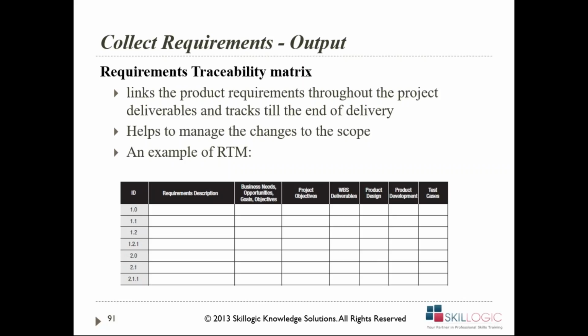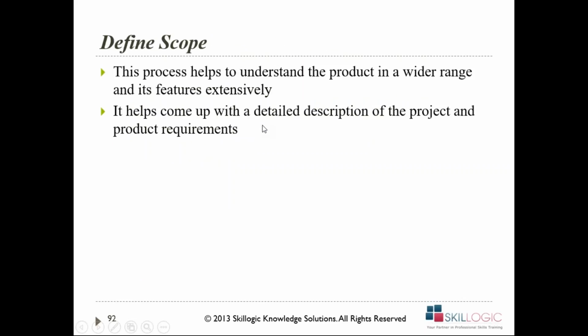If it is not correlating to any business need, we need to go back to the stakeholder and say that I'm not able to understand which business need this requirement is taking care of. Either that requirement is taken off, or we get to understand which business need it is taking care of. So we collect and document the requirements in the requirement traceability matrix, and then we go ahead and define the scope.